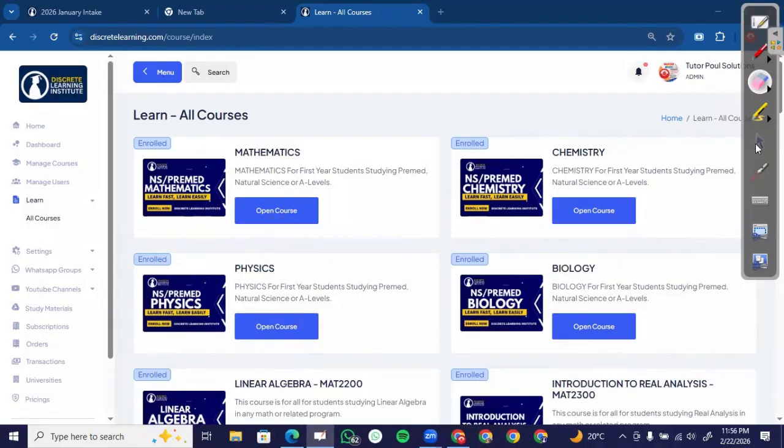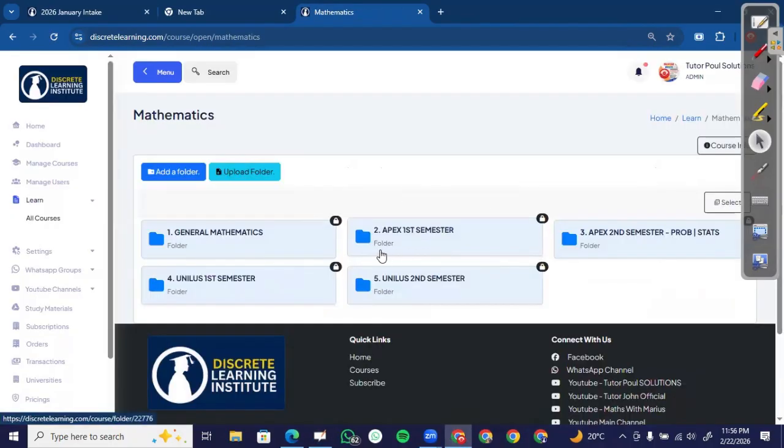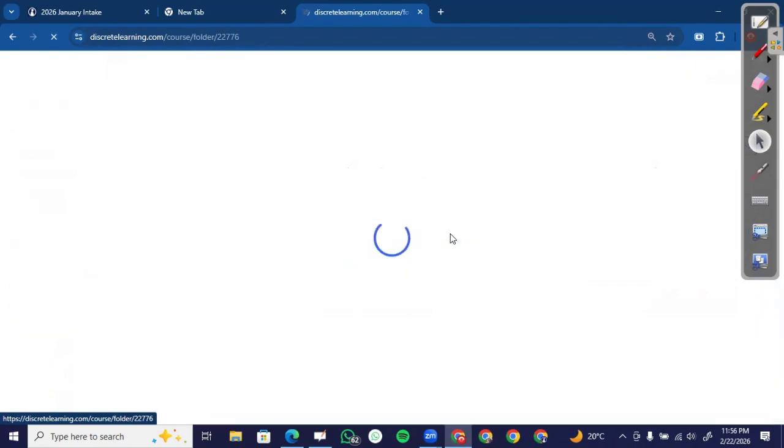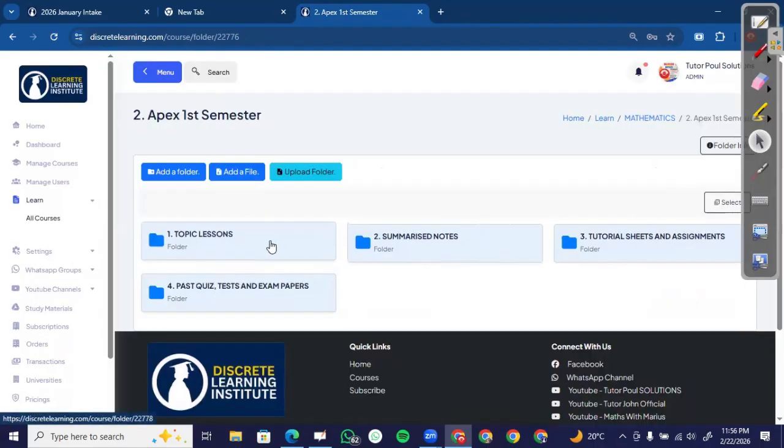So I can also show you math here. If I go in math, I go to Apex Phase semester, depending on the semester that you are. So open that, and it should bring up the topic lessons, summarized notes, the tutorial sheets, and the past quiz, test and exam papers.